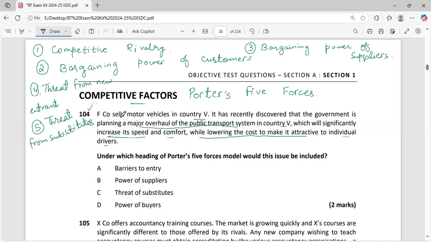F sells what? Motor vehicles in the country. It recently discovered that the government is planning a major overhaul of the public transport. So if the public transport system becomes a good system, then most of the people will try not to use motor vehicles. When they do not use motor vehicles, it means in future demand for motor vehicles can fall. So this is called what? This is called threat of substitutes.